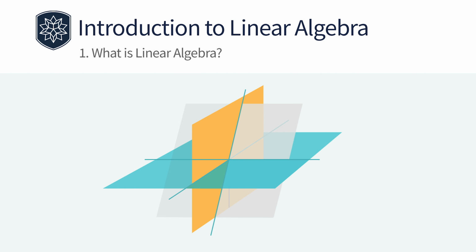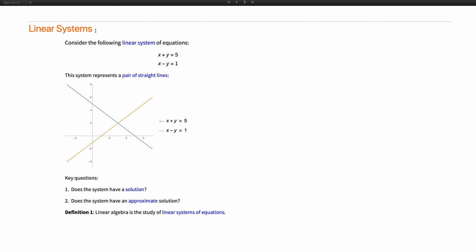Well, linear algebra means different things to different people. For some people, linear algebra means linear systems. Here is a linear system of equations. You have the equations x plus y equal to 5 and x minus y equal to 1. And that, of course, is just a pair of straight lines in the plane, which you can see graphed over here.